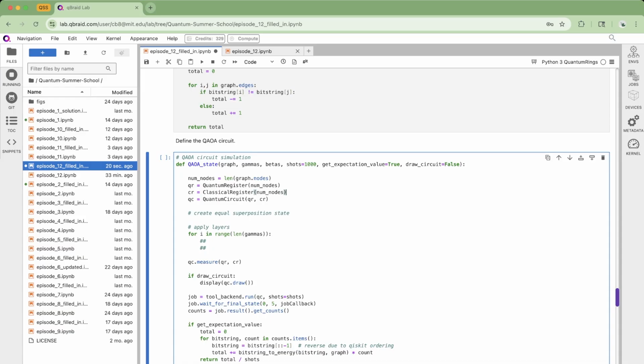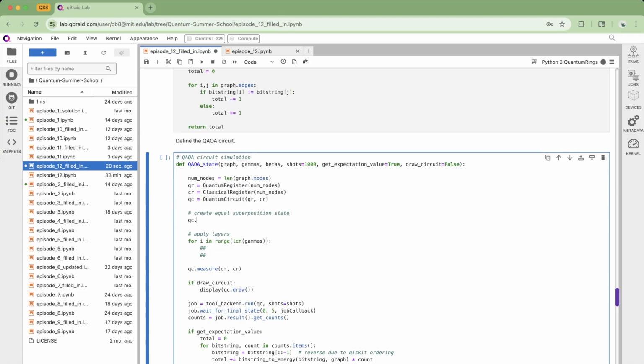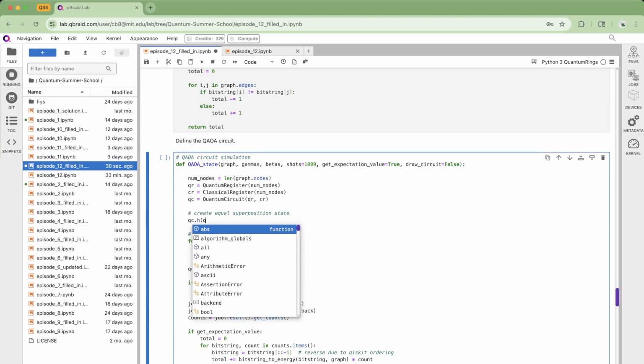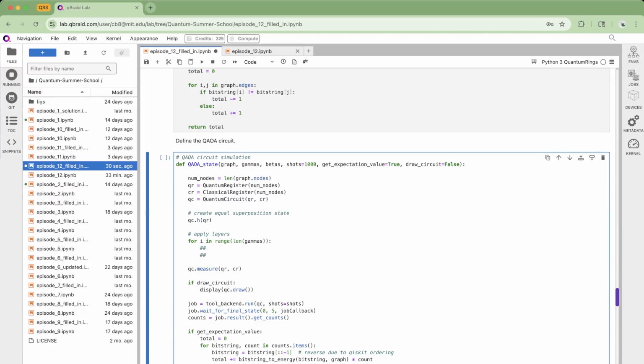So we have our quantum and classical registers. We're going to create the equal superposition state, so we're going to apply Hadamard to everything in the register. And then we want to apply our layers of U_C and U_B. So keeping in mind the order, first we should apply the cost Hamiltonian.